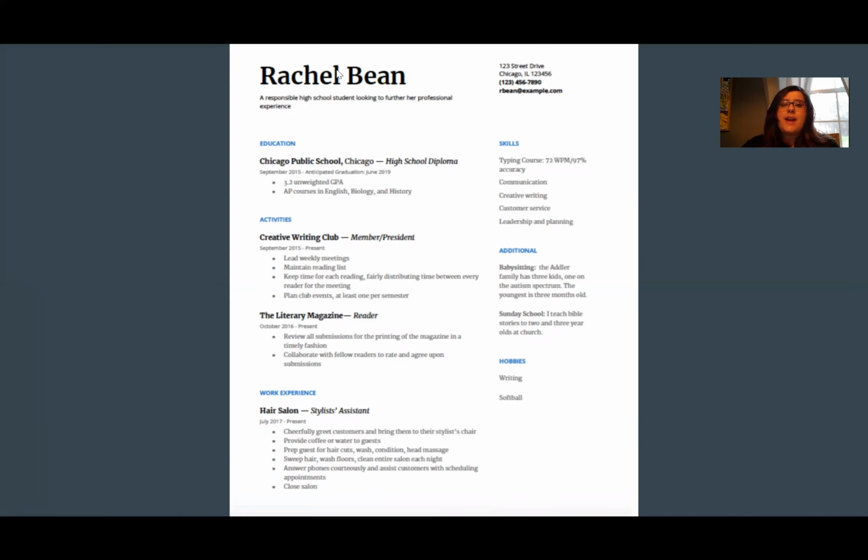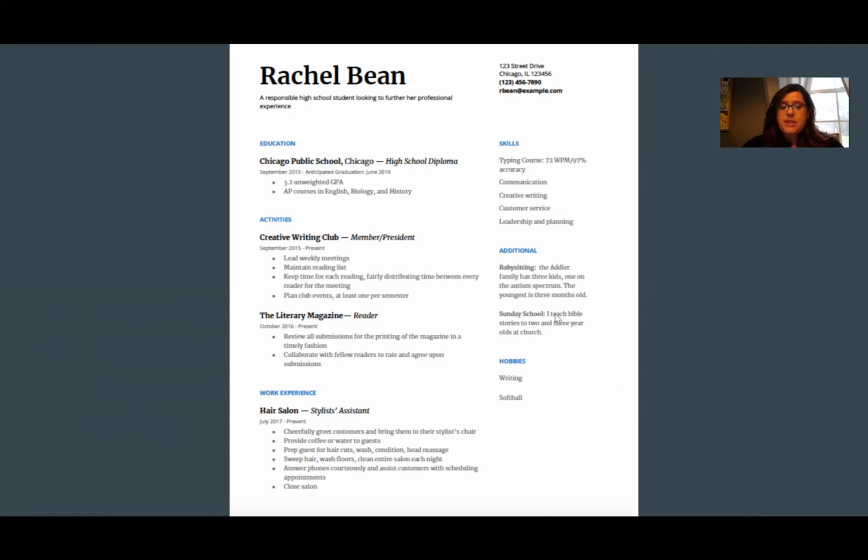I see that her name, the person's name, is big and bold. That's part of the form. And then when I'm looking at the various headings, everything is really organized. So she has her education, her activities, some work experience. And then on this other column, she has skills, additional things that she's done in terms of work, and then hobbies. Hobbies can be important depending on the function of the resume.